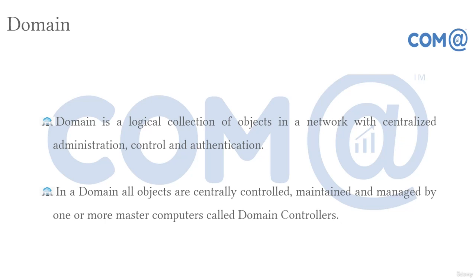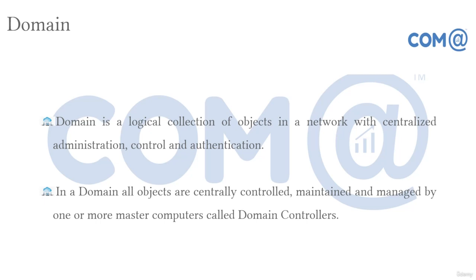So in a domain, we'll have a master computer. This master computer will have control over all the users, computers, groups, shared folders, and all the things. Using the master computer, you can administrate, control, or manage centralized authentication among all the computers and the users. So basically, a domain is a collection of objects with centralized administration, centralized control, and centralized authentication.